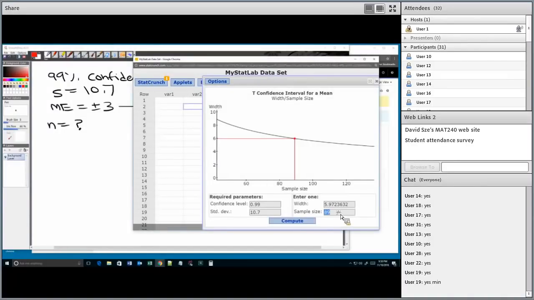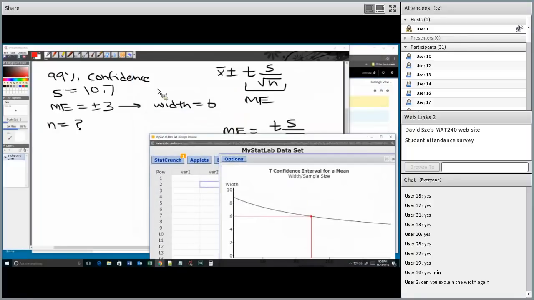Based on what's given, you will need a sample size of 89. Now, if you are able to do 100, that's awesome. You will reduce your margin of error by taking more. So that's great. But can I explain the width? The width is just 6, right? Because the margin of error is plus 3 and minus 3.